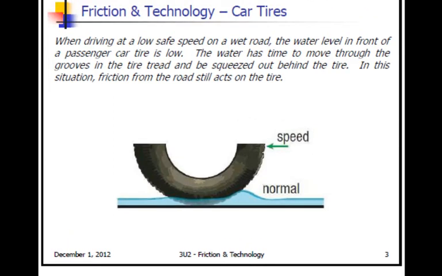Here's a situation where we have a tire driving in a small amount of water. So when driving at a low, safe speed on a wet road, the water in front of the passenger car tire is low, and the water has time to move through the grooves in the tire tread and be squeezed out behind the tire. So in this situation, friction from the road still acts on the tire.